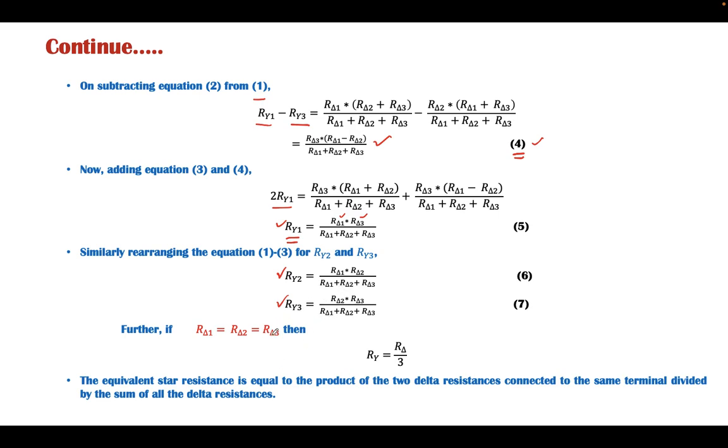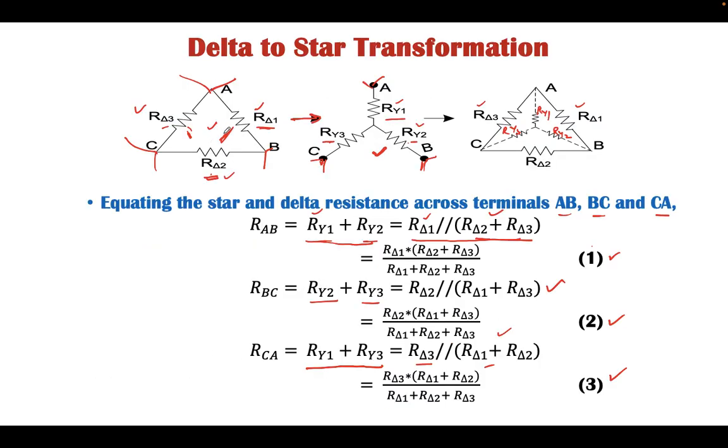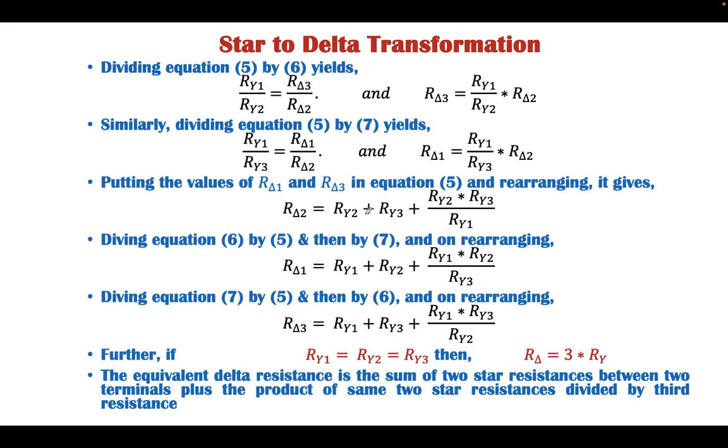And hence we can say, in this network, if R delta 1 is equal to R delta 2 is equal to R delta 3, then the resultant value of the star connected resistance will be one third of the delta resistance, putting the value of R delta over here. Now this is how we can transform a delta connection to an equivalent star connection. Now this star connection can be represented as an equivalent delta connection.